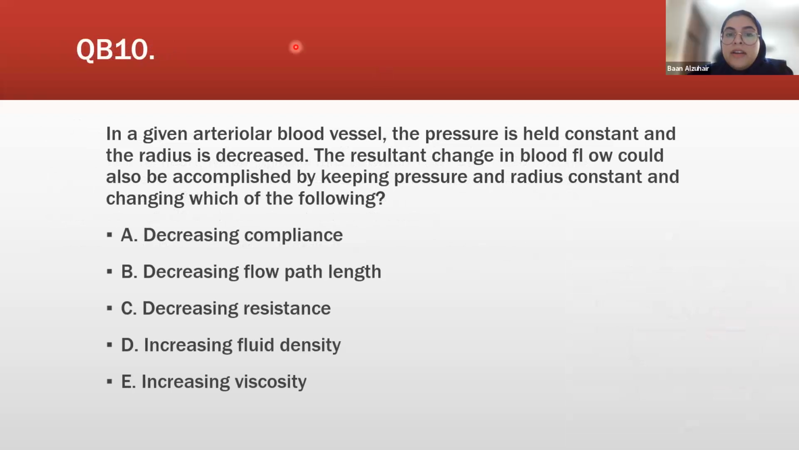Okay. In a given arteriolar blood vessel, the pressure is held constant and the radius is decreased. The resultant change in blood flow could also be accomplished by keeping pressure and radius constant and changing which of the following. So if you get a question that is a bit complex or has 2 parts, dissect it. So in a given arteriolar blood vessel, the pressure is held constant and the radius is decreased. What would happen if this occurred?